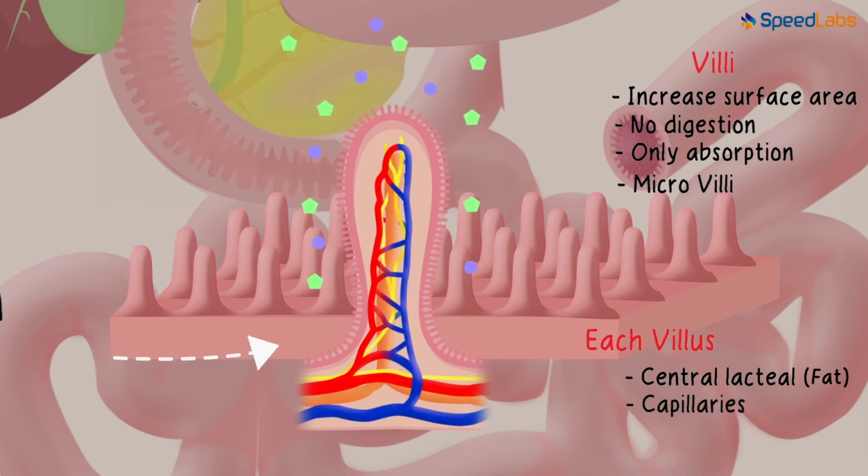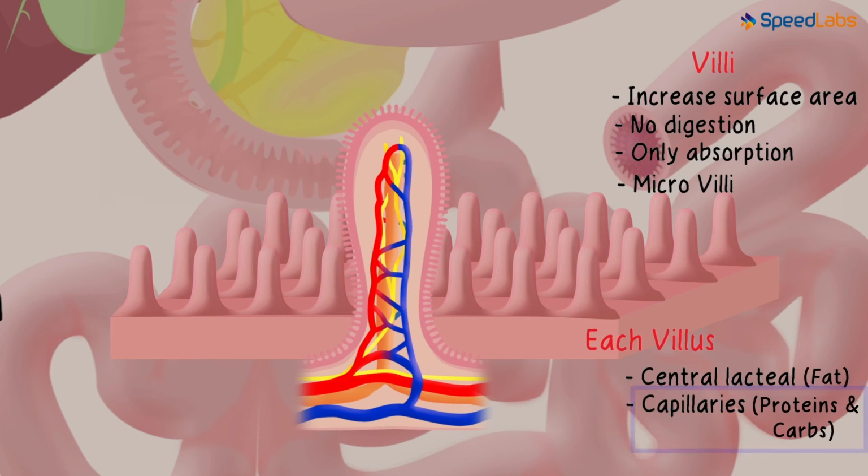They bring blood towards the villus and also take blood away from it. Let me repeat it for you. Each villus has a central lacteal and that central lacteal is surrounded by a network of capillaries. And the broken down proteins and carbohydrates are absorbed directly into the bloodstream, directly into the capillaries. The fats are absorbed into the body through the central lacteal and the proteins and the carbs through the capillaries.